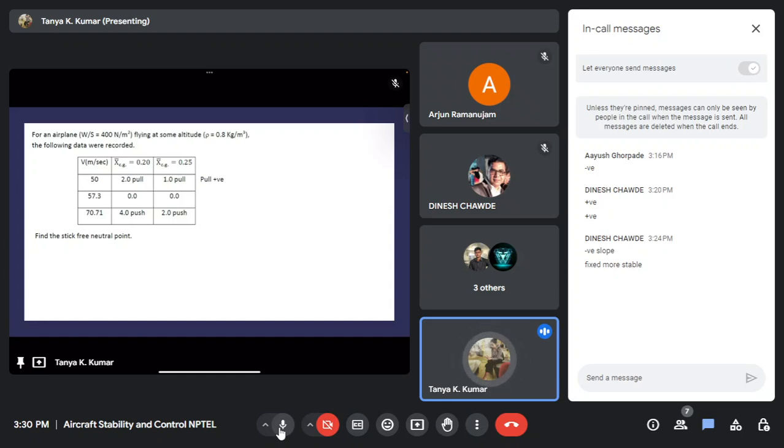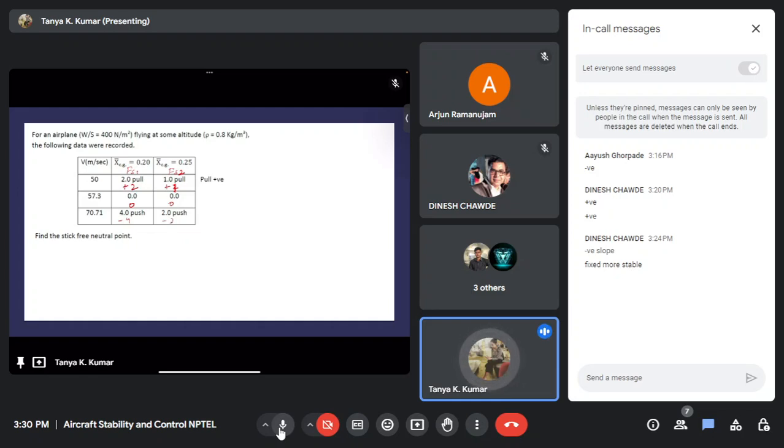And these are the stick forces required. So this is, say, Fs1 and Fs2. So for the first case, for the first CG, how much stick force is required to trim the aircraft at 3 different velocities, that is 50, 57.3 and 70.71 meter per second. And for the second case, how much stick force is required. Now in this question, it's explicitly given that pull is considered positive. Alright, so this will be plus 2, plus 1, this is negative 4, negative 2. Alright, so this is the data that's given to you.